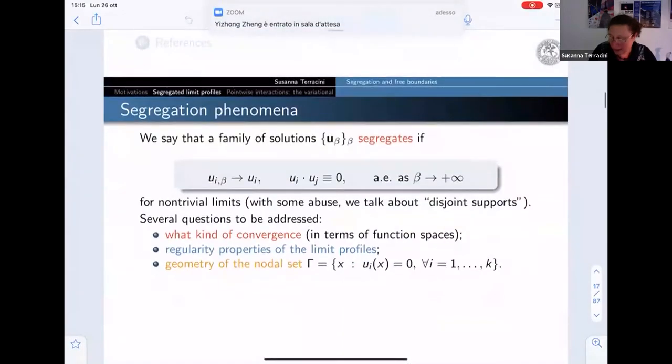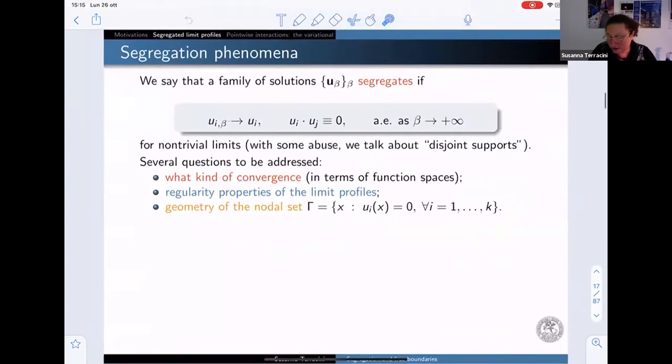equation. Okay. What is segregation? We say that there is segregation when you have a family of solutions depending on beta, and when beta goes to infinity, there are limits, at least up to subsequences, and this limit is pointwise almost everywhere. Just to give an example.